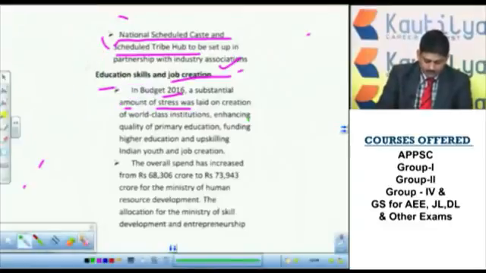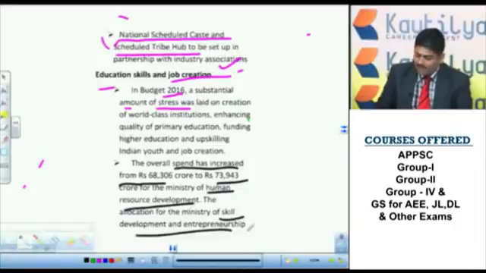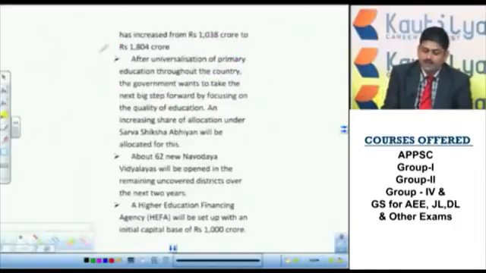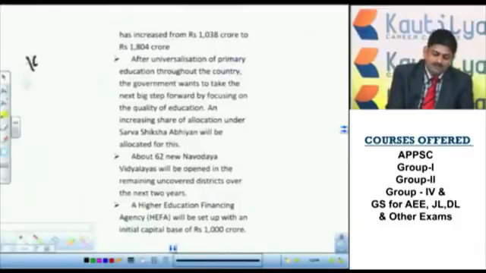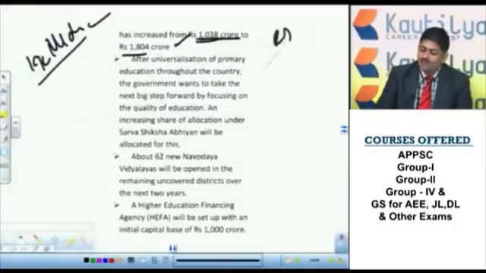Now the overall spend has increased from 68,306 crore to 73,943 crore. There is a substantial increase. So this will be given to human resource development. And for skill development and entrepreneurship, as I told you, the amount increased from 1,038 crore to 1,804 crore.